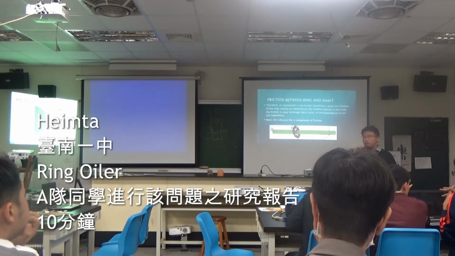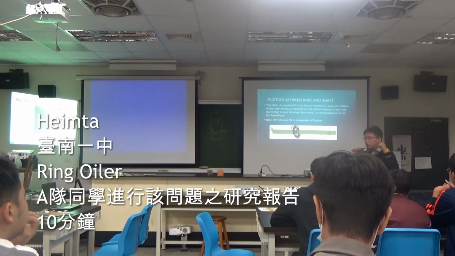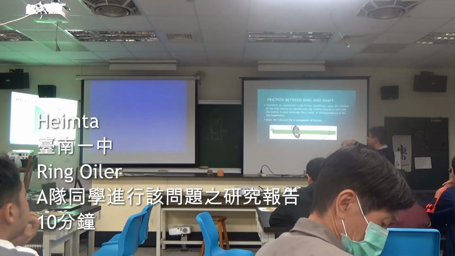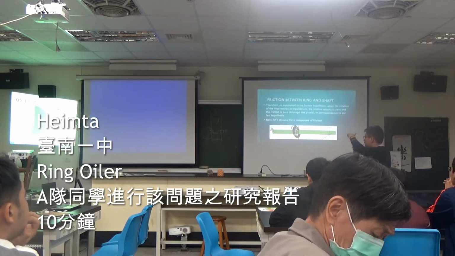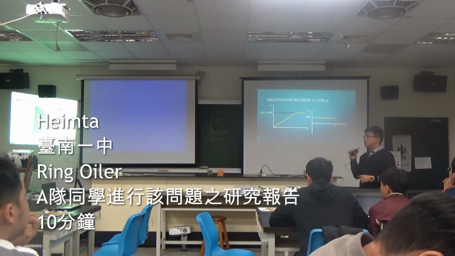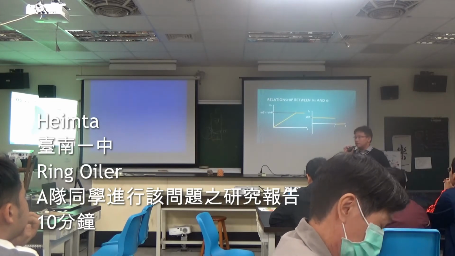Therefore, as mentioned formerly, when the ring reaches an equilibrium, the friction in the y direction will reduce to 0. You can see we can divide friction into the x component and the y component, and the y component will reduce to 0. So next, let's discuss the x component of friction: the relationship between Vx and theta.